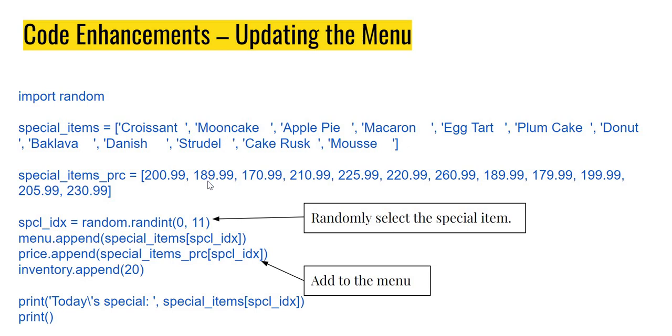Basically, we have these 2 lists. I pick up a random number and, like I said, append to menu and price. And I also append to the inventory because every item should have some inventory, otherwise the code will break. And here I basically go and say, well, today's special is so and so.